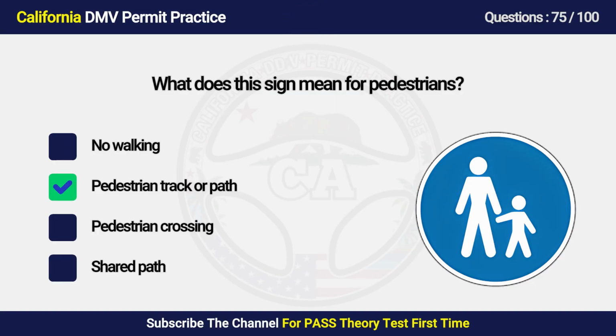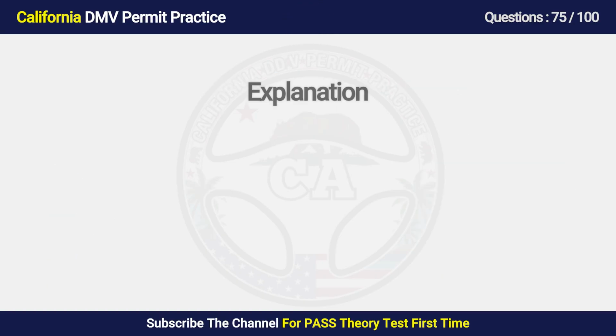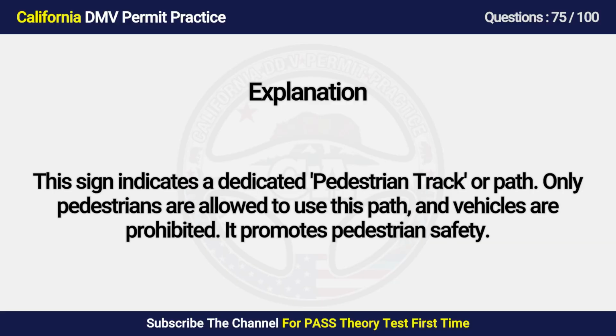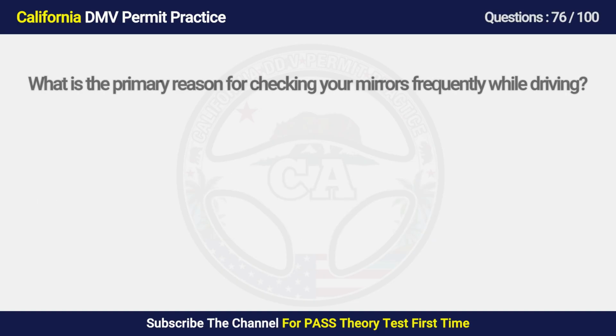Answer is B. Pedestrian track or path. This sign indicates a dedicated pedestrian track or path. Only pedestrians are allowed to use this path, and vehicles are prohibited. It promotes pedestrian safety.